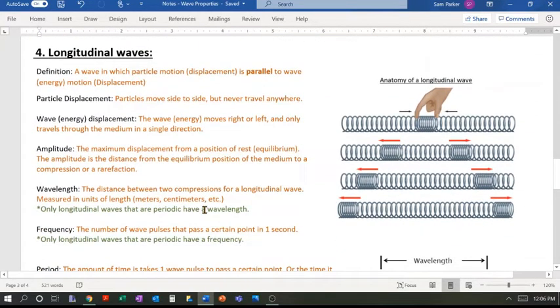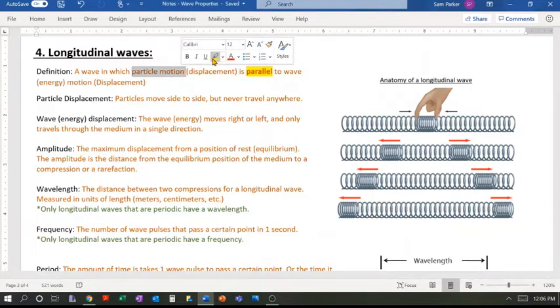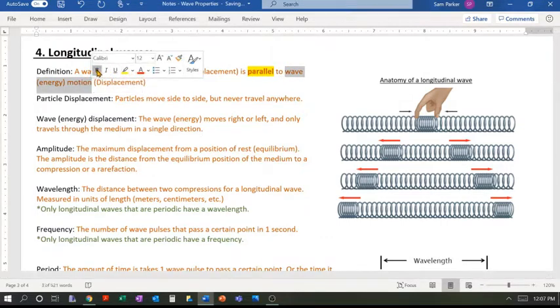Okay, all right. So let's talk about longitudinal waves now. Longitudinal waves are harder to measure, but they're important to understand because I'm going to relate mechanical waves to sound, and sound is a longitudinal wave. So the definition, the key difference is this word right here, parallel. In a longitudinal wave, a wave will move in the same direction as the particle motion. Okay, they'll be parallel. The particle motion is parallel to the wave motion, the direction that the wave moves.